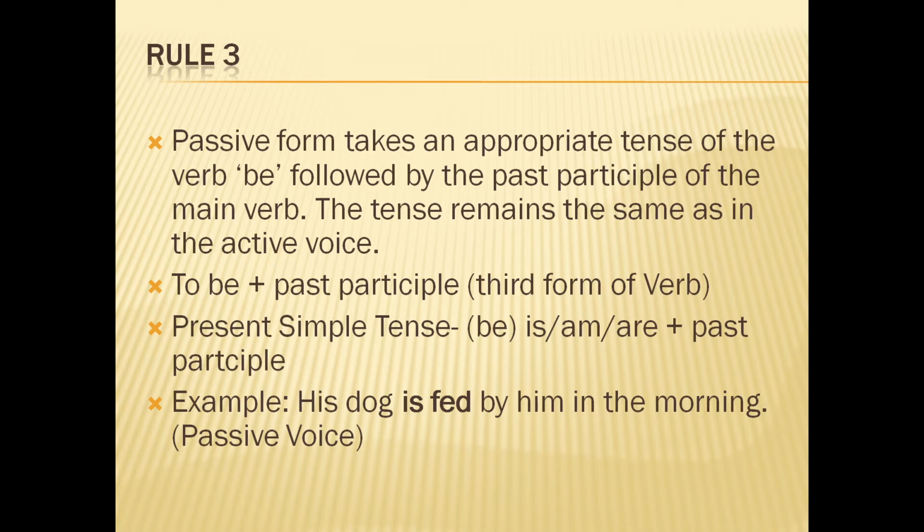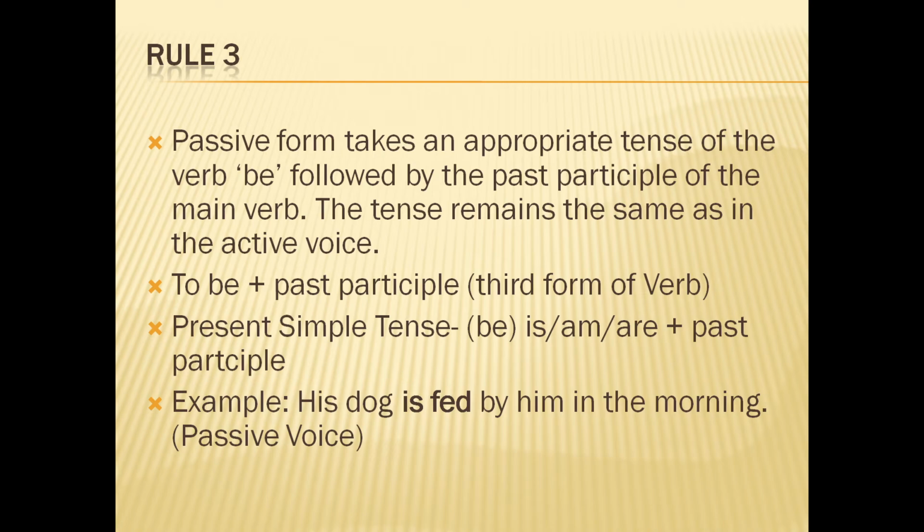Now let us know about the rule number 3. We can say the passive form takes an appropriate tense of the verb be, followed by the past participle of the main verb. The tense remains the same as in the active voice. There would be no change in tense, but there would be a change in the form of the verb. And this change would be, whatever the tense it is, to be plus the third form of the main verb, which is also known as the past participle.